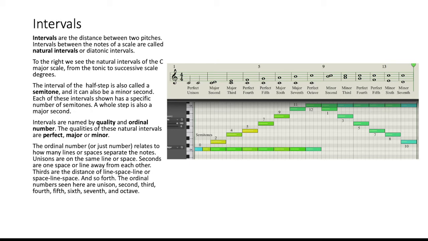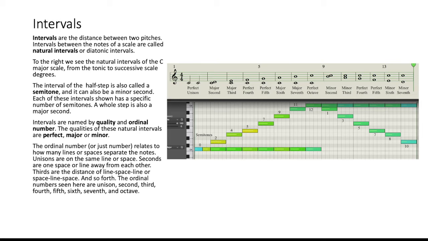Intervals are named by quality and ordinal number. The qualities of these natural intervals are perfect, major, or minor. The ordinal number, or just number, relates to how many lines or spaces separate the notes.